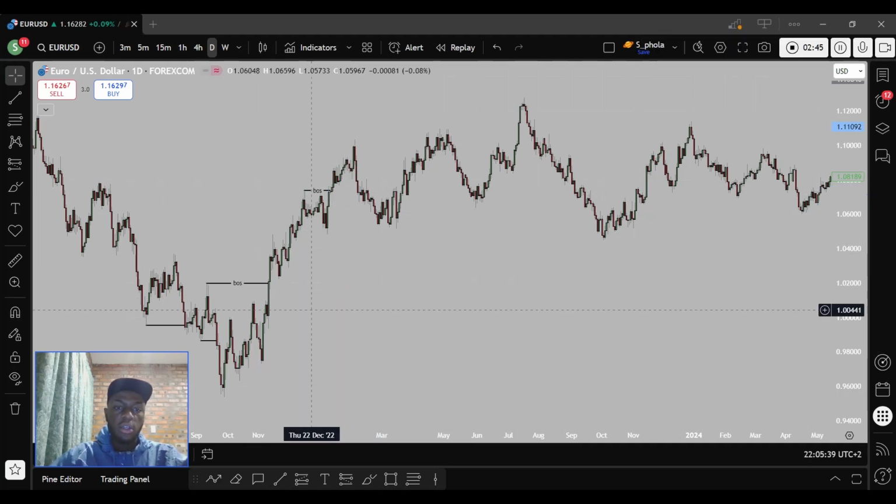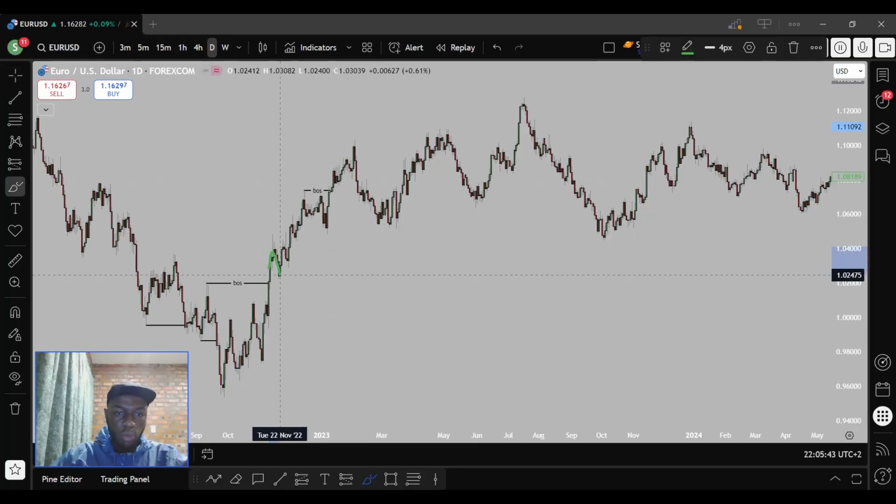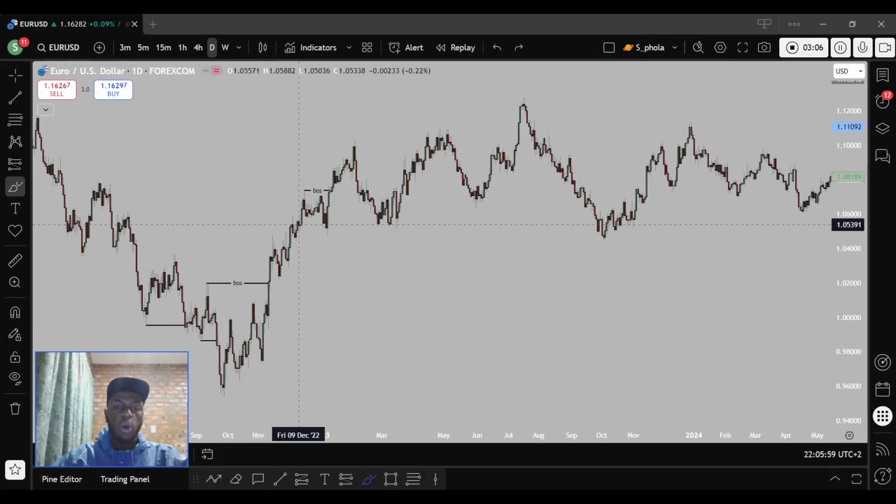Don't mind this, guys. These are small pullbacks, which is what I was talking about when I was talking about internal swings. They are small pullbacks that form part of this continuation. Only when those small pullbacks get broken do we consider that a swing pullback. So cool.